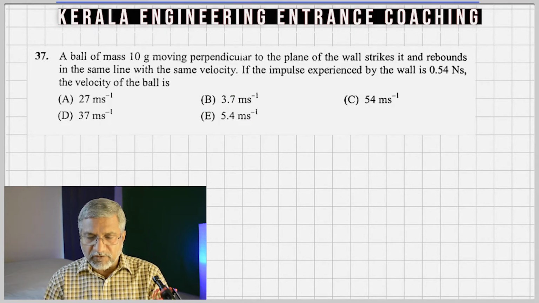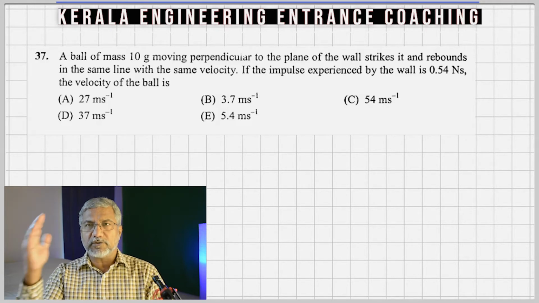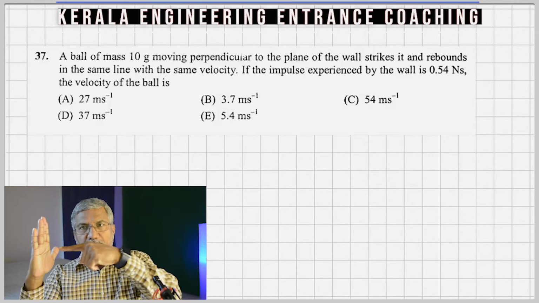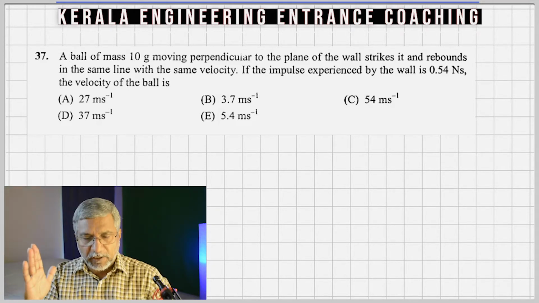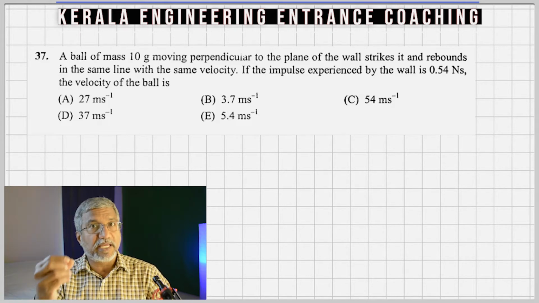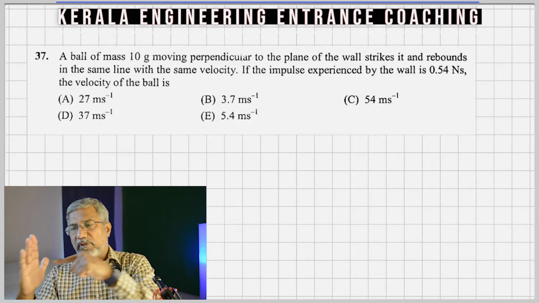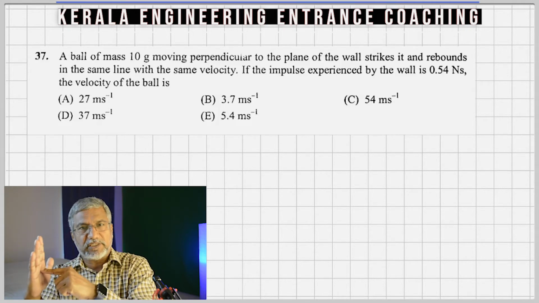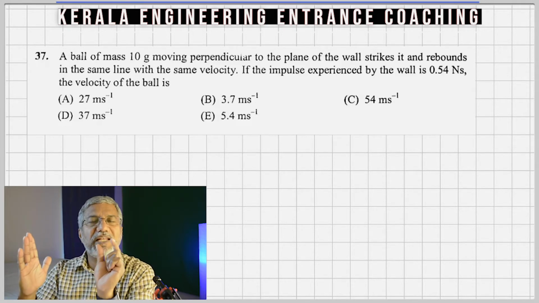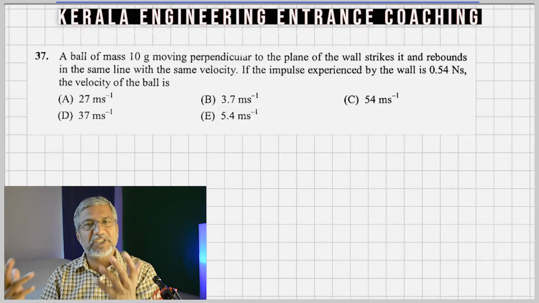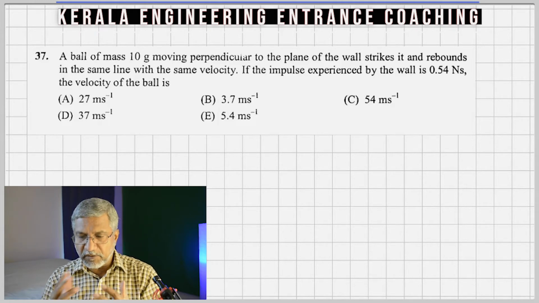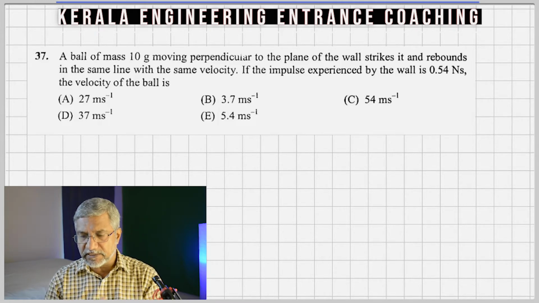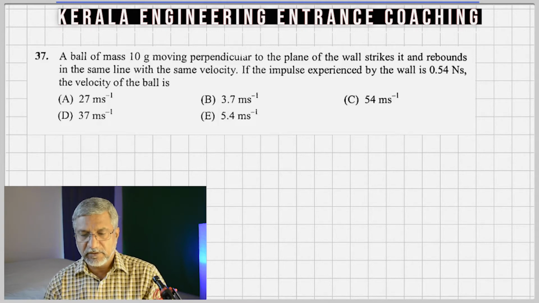37. A ball of mass 10 gram moving perpendicular to the plane of the wall. So that's the wall, and this ball is moving perpendicular to the plane of the wall, strikes it and rebounds, so comes back in the same line with the same velocity. Notice that? So that's velocity 1, that is positive. This velocity is the same in number, but it's negative because the direction changed. So that's what some students forget. Never forget that. If the impulse experienced by the wall is 0.54 Newton second, what is the velocity of the ball?